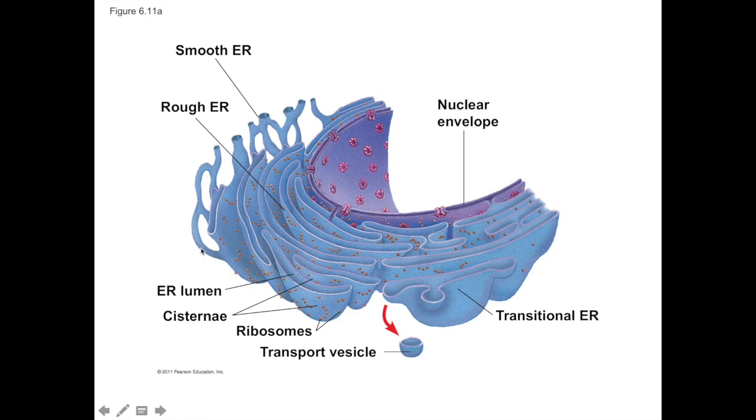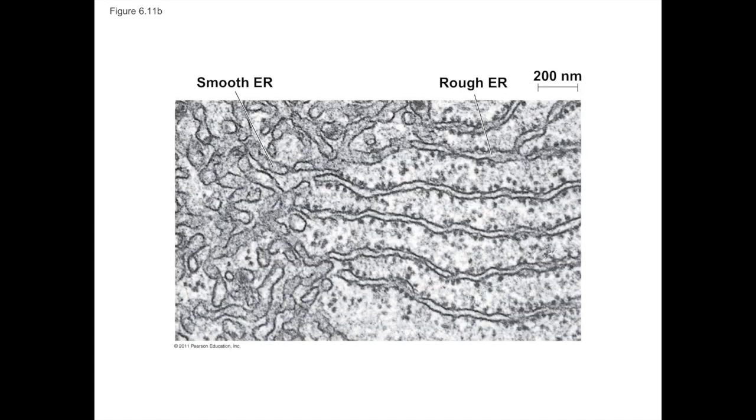The functions of the smooth and the rough ER are a little bit different. The transitional ER looks kind of like rough, but it's not really rough or smooth. It's in between. Here's an electron micrograph, a very zoomed in picture with a very fancy microscope, showing a section with rough ER with all these ribosomes attached to it, and then smooth ER with no ribosomes attached to it.